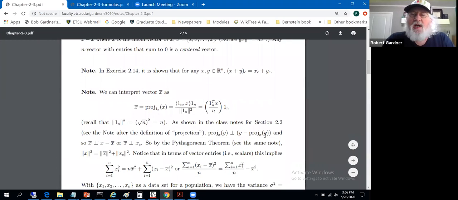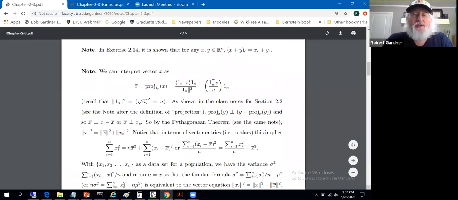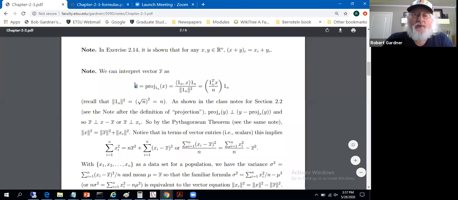In one of the exercises, it's shown that the centered counterpart of vector x plus vector y is equal to the centered counterpart of vector x plus the centered counterpart of vector y. So this centered counterpart thing behaves in a linear sense in terms of vector addition. Also, we can interpret x bar the scalar, or x bar the vector.